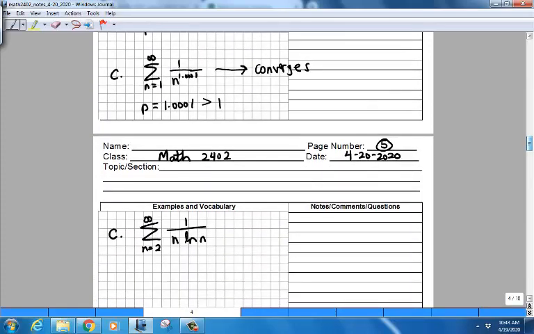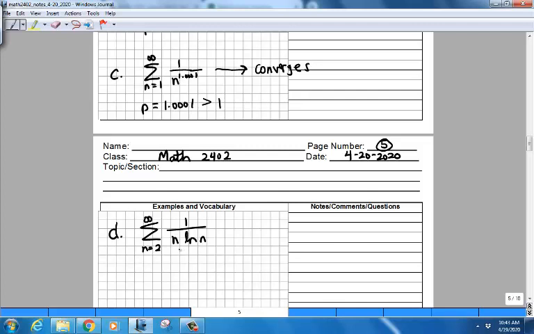Now, still lots of series that we don't know whether they converge or diverge. Here's a famous example: 1 over n times the natural log of n. By the way, we're starting the index here at 2. You can't start at 1 because natural log of 1 is 0, so you'd end up here with 1 over 0. So here we're starting the index at 2. So we're wondering, does this series converge or diverge? Don't know yet.